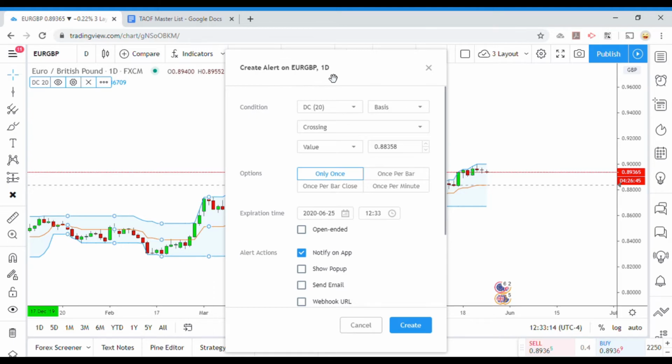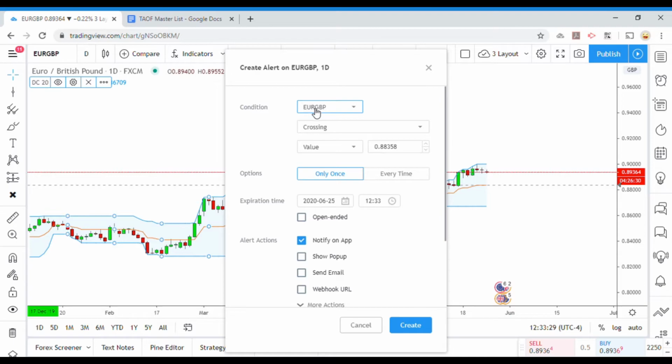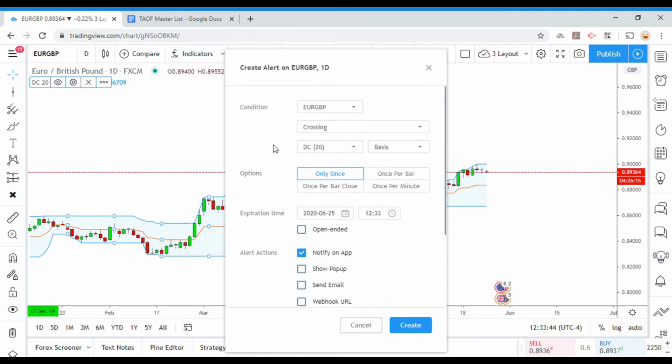So I have this particular pair, the Euro, Great Britain, Pound. I have the 1-day chart. So this pair on a 1-day chart, when it meets these conditions, so I would set the pair. So when the Euro, Great Britain, Pound, the price bar, when it is crossing a value, in this case we would set it to the channel's basis, which is the middle line. You could do upper, you could do lower, but it's not really going to do you much good. It's not what we were testing.